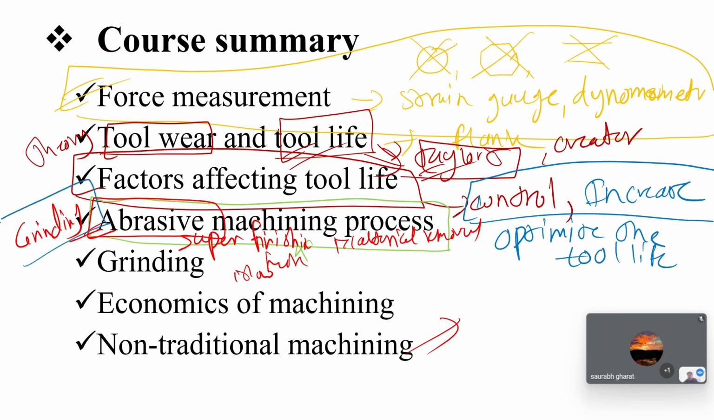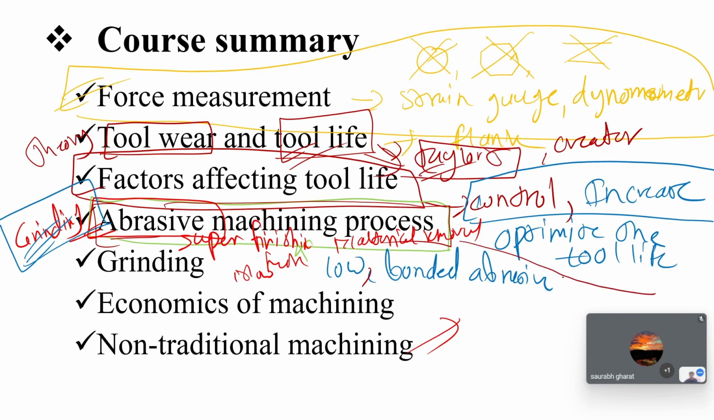Grinding part is very important here. Abrasive machining processes means specifically grinding, super finishing, and metal removal, which is low. We are using bonded abrasives for the grinding process, and that abrasive is actually cutting the material. What are the abrasive machining processes? Honing, grinding, lapping. In those processes we use bonded abrasive, with low material removal, to cut materials.